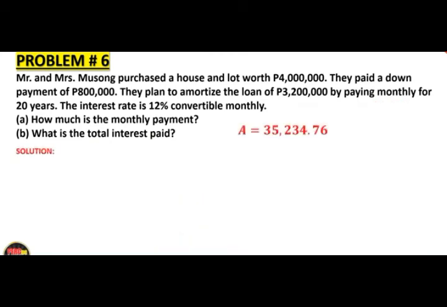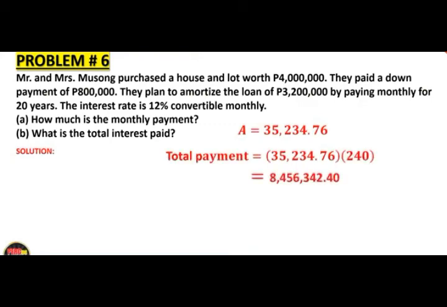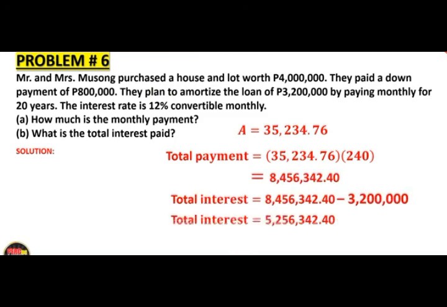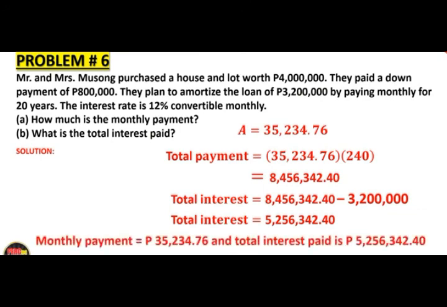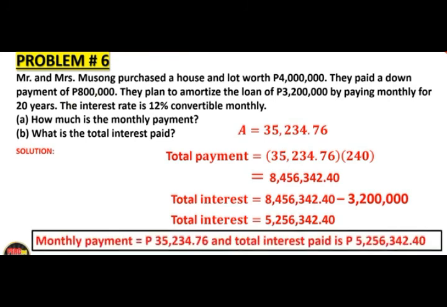And the total interest is the total payment minus the mortgage amount. So just again, the monthly payment is 35,234.76, the total payment is 8,456,342.40, and the total interest is the total payment minus the mortgage amount. Then therefore the total interest is 5 million, by the way, 5,256,342.40. Therefore, the monthly payment is 35,234.76 and the total interest paid is 5,256,342.40. Okay?